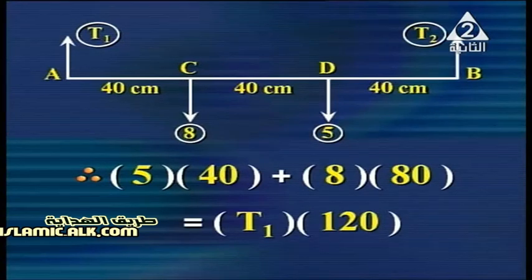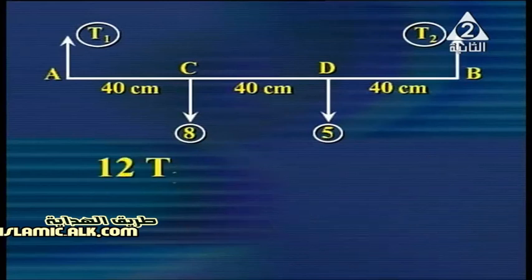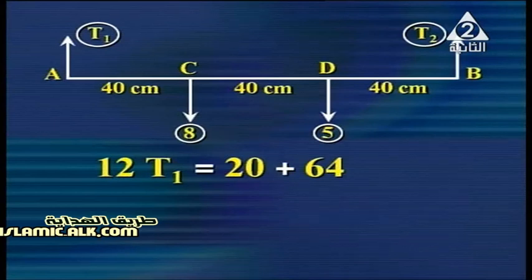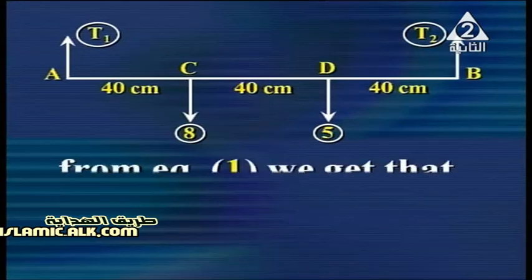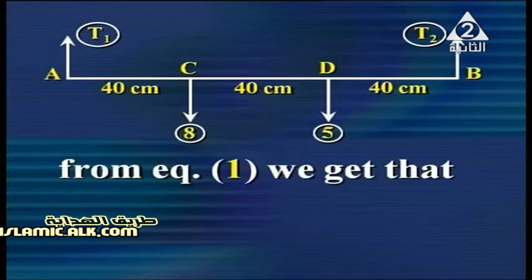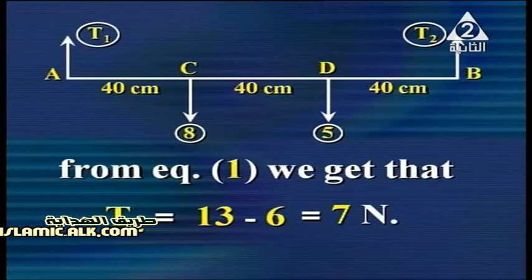Dear student, in this case, we find the moment about B to find the value of tension number 1, T1. By simplifying, 120 T1 equals 200 plus 640 equals 840, divided by 120, so T1 equals 7 Newton. 840 divided by 120 equals 7 Newton. From equation 1, we get T2 equals 6 Newton.